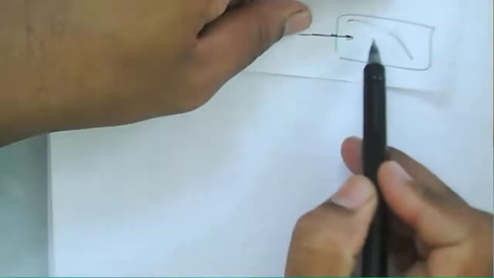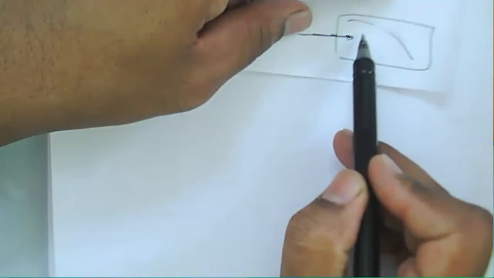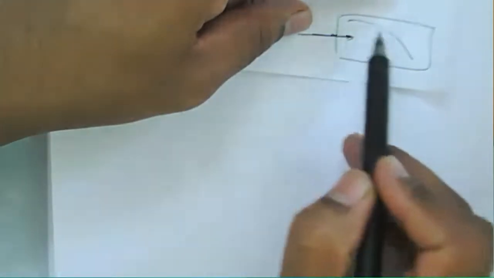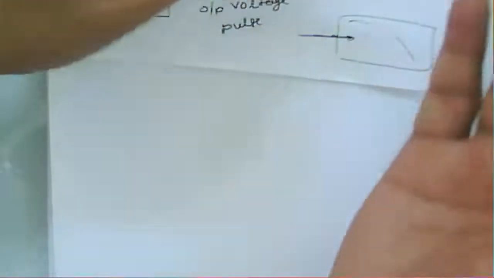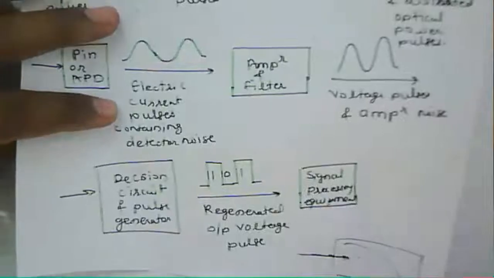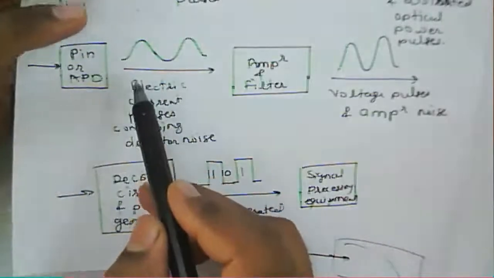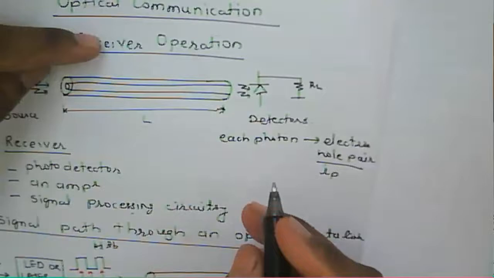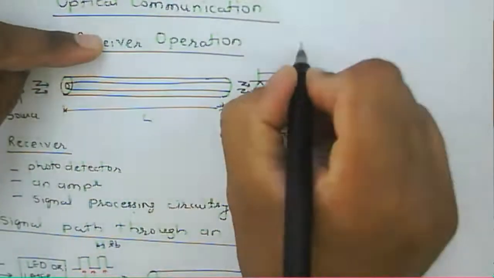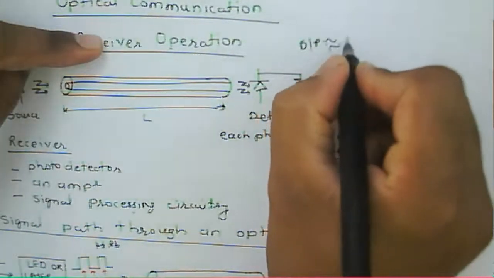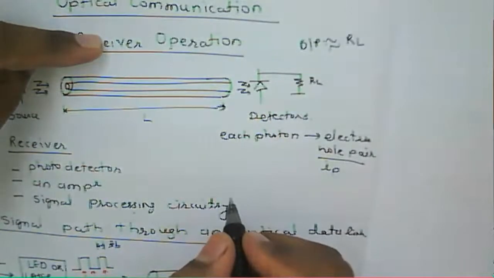So the current generated inside the material is called a bulk dark current. And if the current is generated on the surface of this material, that is a surface dark current. Then after the detector, we generally use a load resistance. And if you consider the power output, that will depend approximately upon the load resistance.